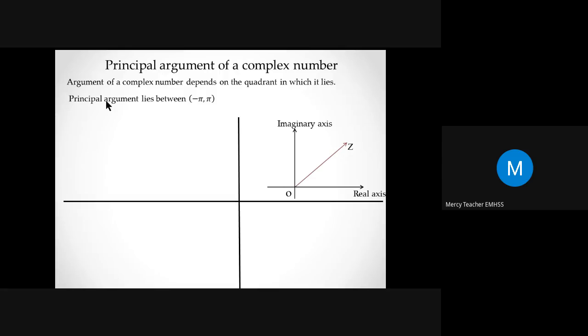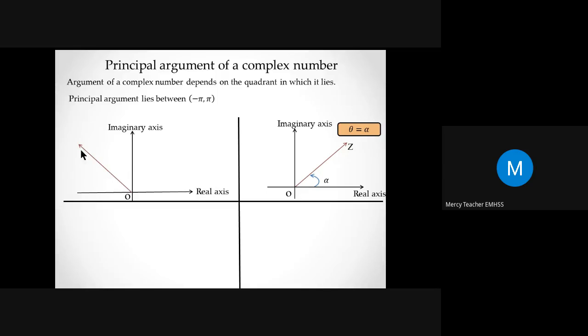Now, in the first case, Z lies in the first quadrant. So in this case, there is no change. We are taking alpha. Alpha is also an argument. What is argument? Argument is nothing but the angle between the real axis and OZ, the angle between these two lines. So in this case, theta is called the principal argument. So theta is equal to alpha. So this is the first quadrant.